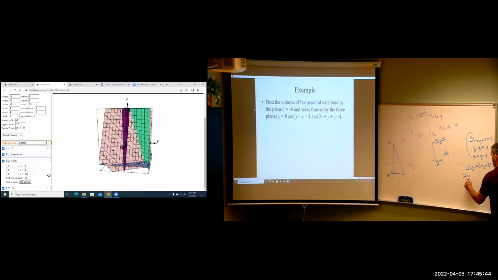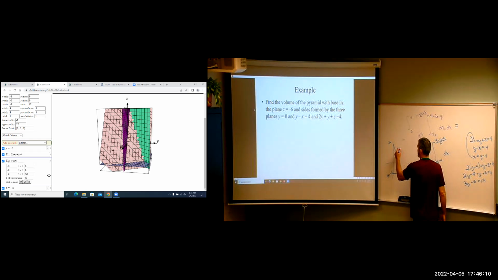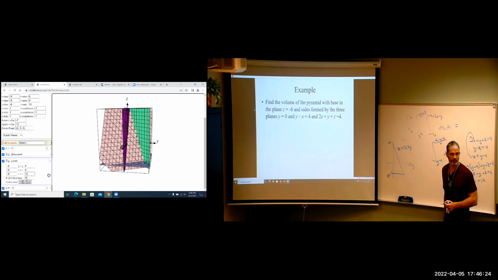So what do we have? 2y minus 8 plus y plus z equals 4. So we got 2y and y, that's 3y. So 3y plus z equals 12 is the equation of that line. Well, the way I have it set up, we could do z next, and this one could be done in either order based off of our shape. So z equals 12 minus 3y. So we can go from -6 up to 12 minus 3y in the z direction.